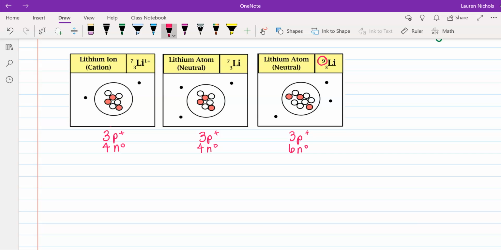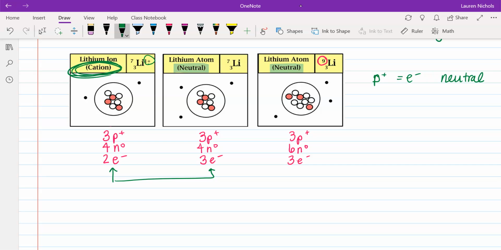So we can see that for lithium, they all have to have 3 protons, but they do not all have to have the same mass because their neutrons could be different. Then we can see that this one on the left has 2 electrons, and the others have 3 electrons and 3 electrons. Again, the center and right are neutral because they have the same number of protons and electrons. When my protons are equal to my electrons, that means we have a neutral atom. But with this cation, I have fewer electrons than the other two, and I have a positive 1 charge. So a cation has fewer electrons than a neutral atom, which makes it positive.